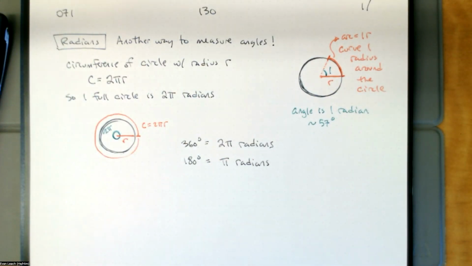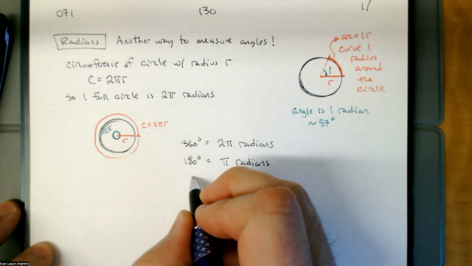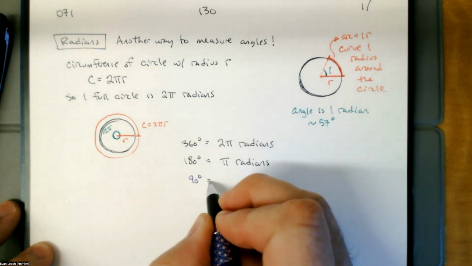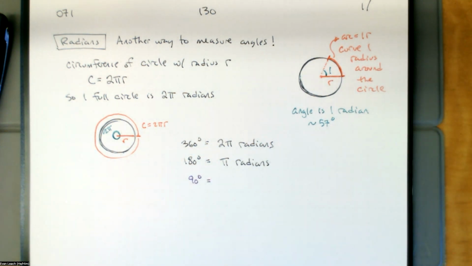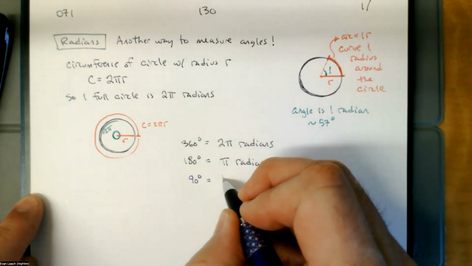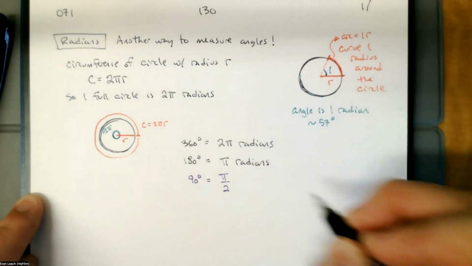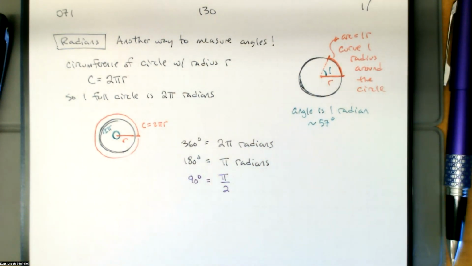So if 180 is pi radians, what's 90? If I divide by 2 again, what's 90 degrees? We'll just cut it in half again. So we'll say half of a pi, or pi over 2. So 90 degrees is pi over 2 radians.